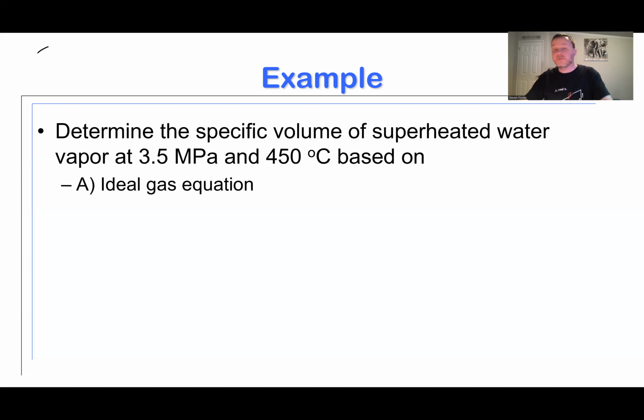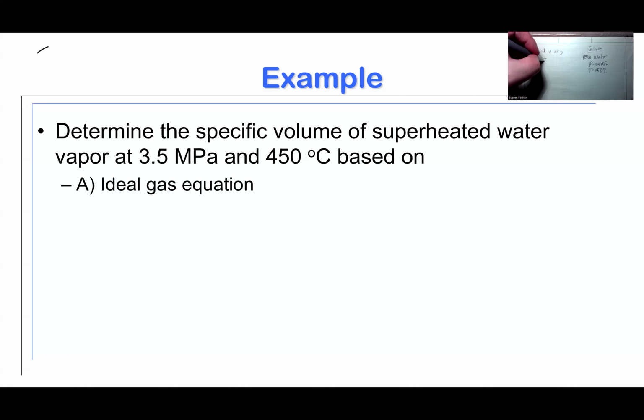Okay, so let me switch cameras here. This problem wants us to, given the fact that we have water, a pressure of 3.5 megapascals, and a temperature of 450 degrees C, find the specific volume. And this problem is going to ask us to find the specific volume three different ways.